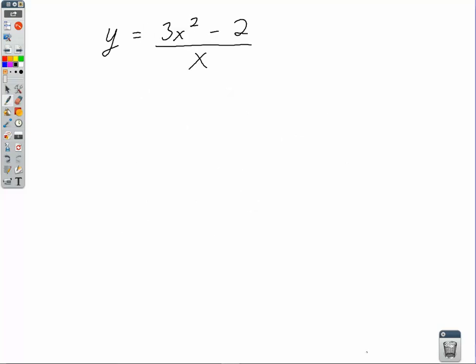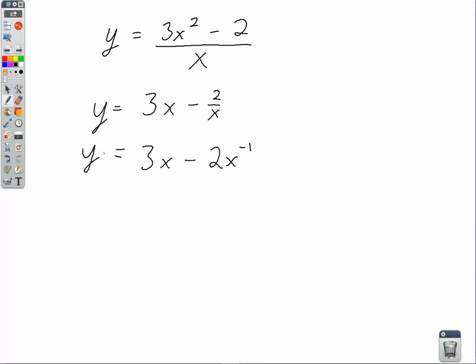What about this function, which again doesn't look like a polynomial until we kind of simplify it, right? It's really 3x squared divided by x, which simplifies to 3x. And then it's negative 2 divided by x, which is negative 2 over x. But let's rewrite that so we can use the power rule, 3x minus 2x to the negative 1.